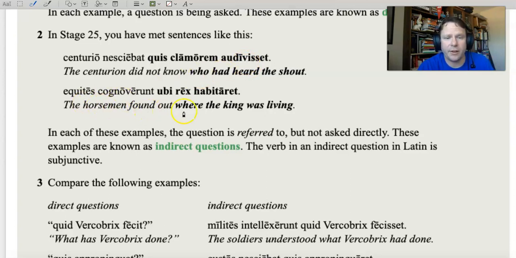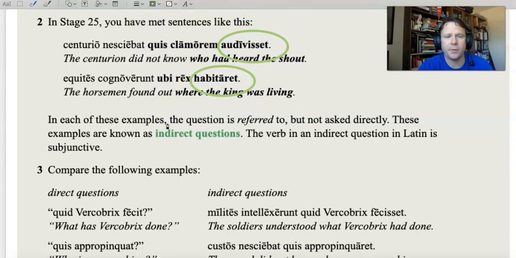Here, the horseman found out where the king was living. And in that case, it sounds good to use that imperfect idea, right? So, the horseman understood, they found out, they learned where the king was living. So we're just putting basically two things together that we already know, right? In the last stage, we learned the pluperfect subjunctive, which we have there with audivisset. We learned about the imperfect subjunctive, which we have with habitaret. And then we know the rest of this. So this hopefully should be just a matter of recognizing things that you already know.